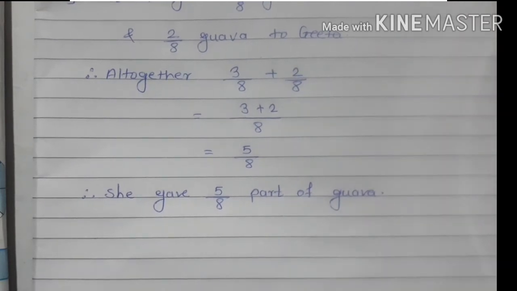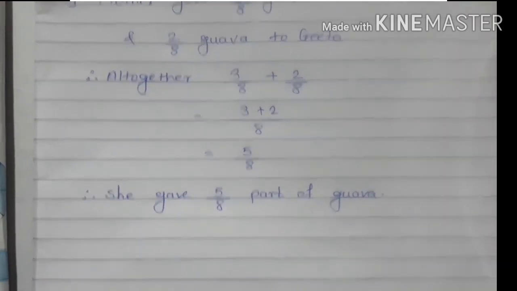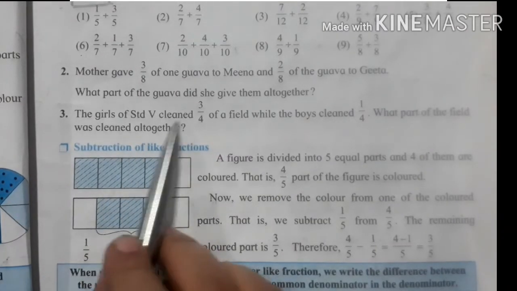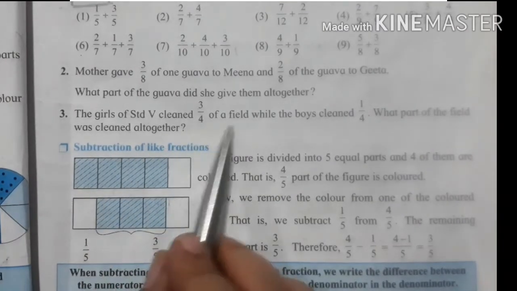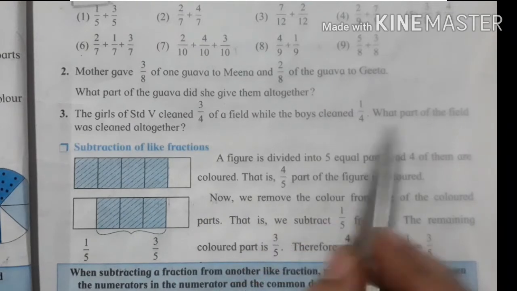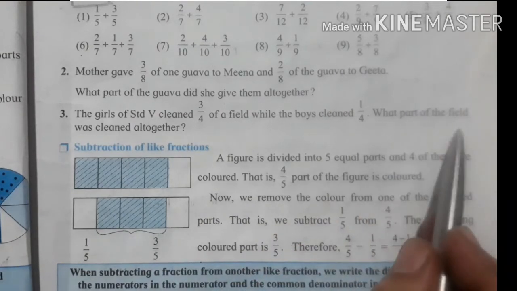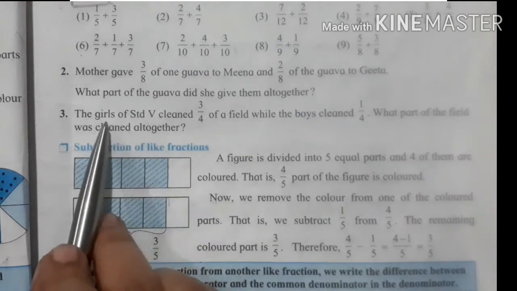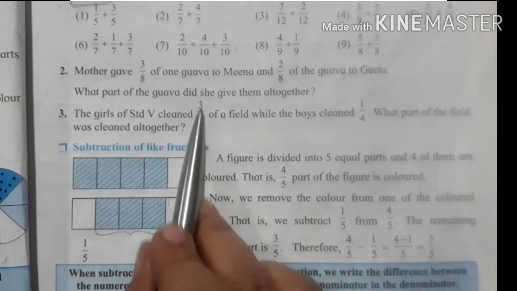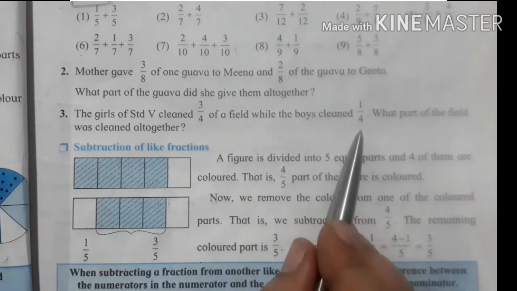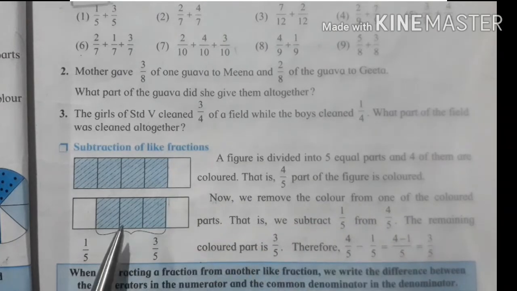Understood everyone? So let's see the next one. See the third one. The girls of standard 5th cleaned 3/4 of a field, while the boys cleaned 1/4. What part of the field was cleaned altogether? Girls cleaned how much part? 3/4. And how much part was cleaned by boys? 1/4. Now all together how much part did they clean? That we have to find.